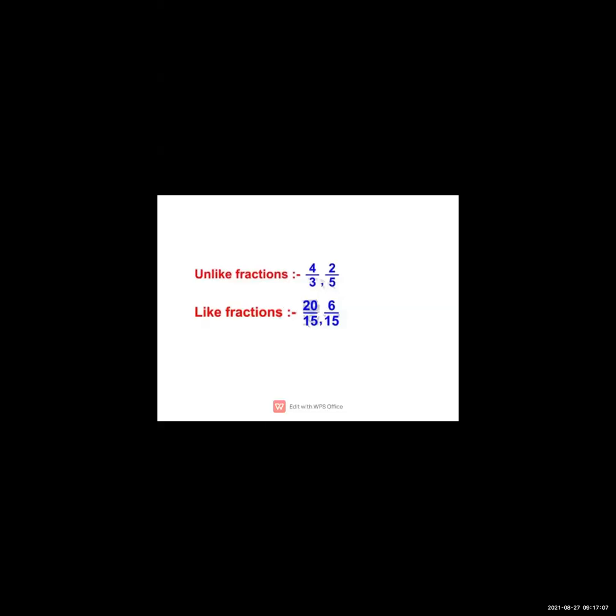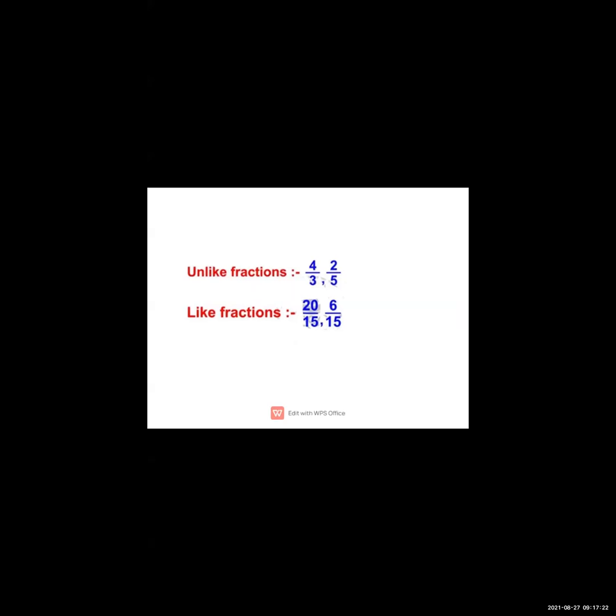Students, today we are going to see the problems of practice set 18. Before we start the practice set, it is about unlike and like fractions. What are unlike and like fractions?